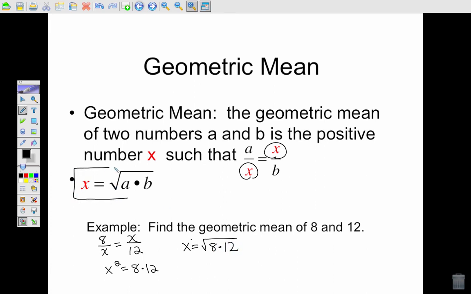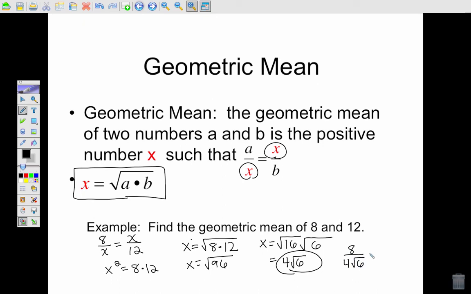So you can see, again, you can memorize this formula, or you can just remember how to set up the proportion, and you can cross multiply again. So X is equal to the square root of 96. If I want to reduce that radical, I find the biggest square root that divides into 96, and that's 16. 16 times 6 is 96. Square root of 16 is 4, and the square root of 6 stays the same. So that's the geometric mean. So what we're saying is that 8 divided by 4 square root of 6 is equal to 4 square root of 6 divided by 12.